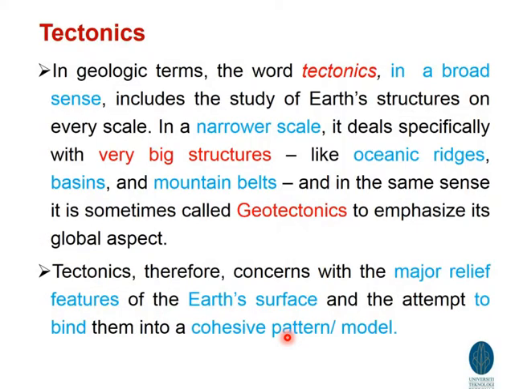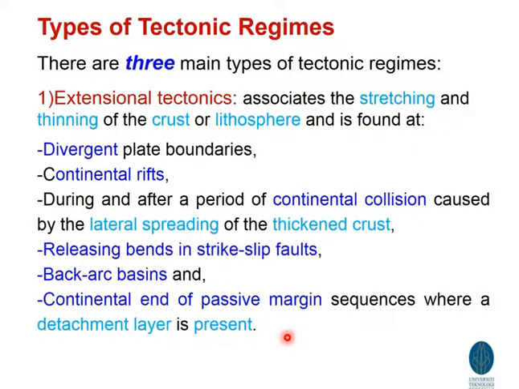Tectonics include the study of Earth structure at all scales. Specifically, it deals with regional scale or bigger structures like oceanic ridges, basins, and mountain belts. Sometimes it is called geotectonics to emphasize its global aspect. Based on the regional structures occurring on the Earth's surface, we can classify the area into different tectonic regimes.